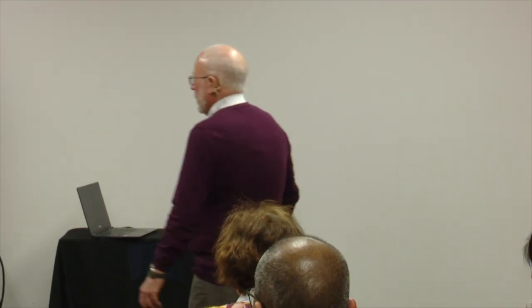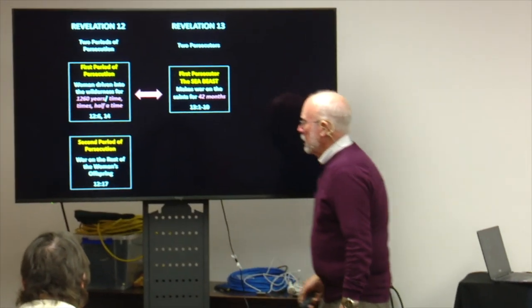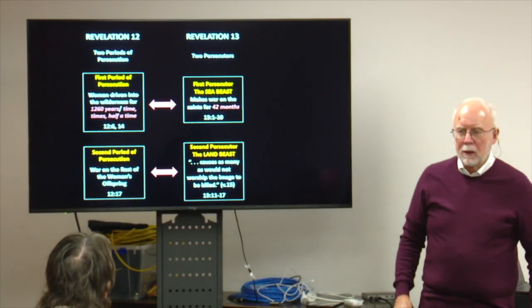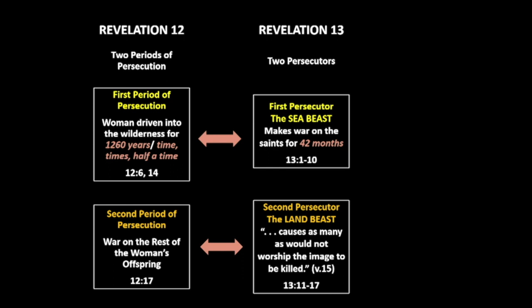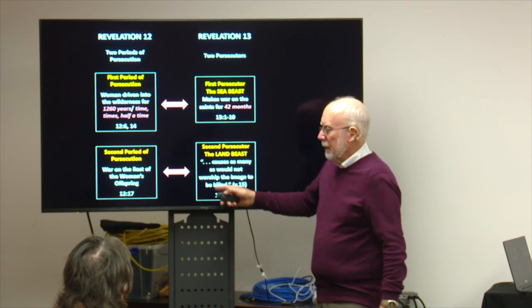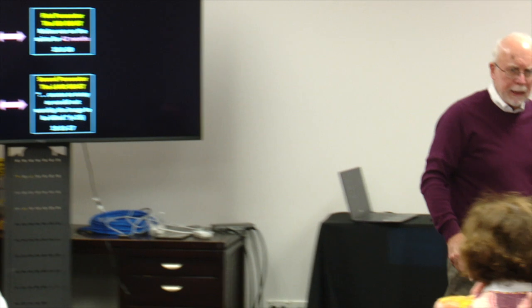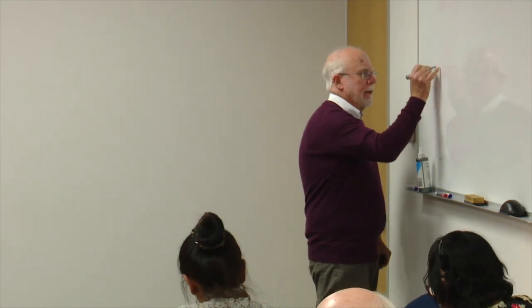First persecutor, the sea beast, is carrying out the first period of persecution. And the second persecutor, the land beast, the one that comes up out of the land, he's the one who's going to make war on the rest of the woman's offspring. And so, if we want to know about the second period of persecution, we want the details, where do we go? We go here, Revelation chapter 13, verse 11 to 17. We're clear on this, because we've covered this already. That's just reviewing it to make sure it's clear. So chapter 12 and verse 17.